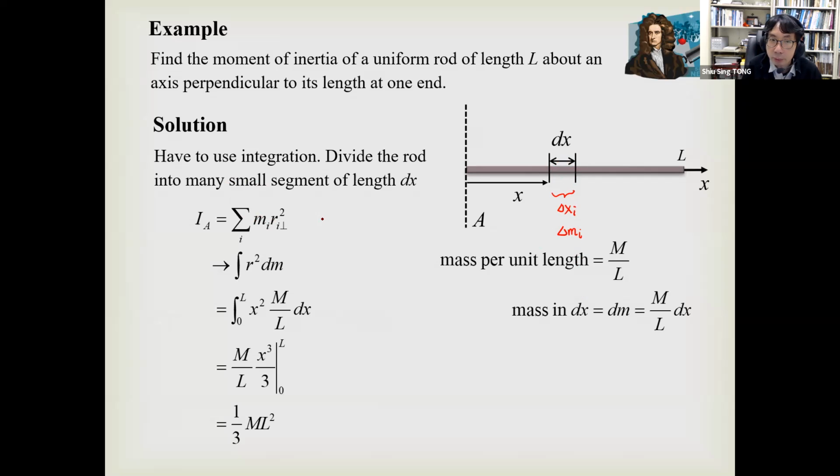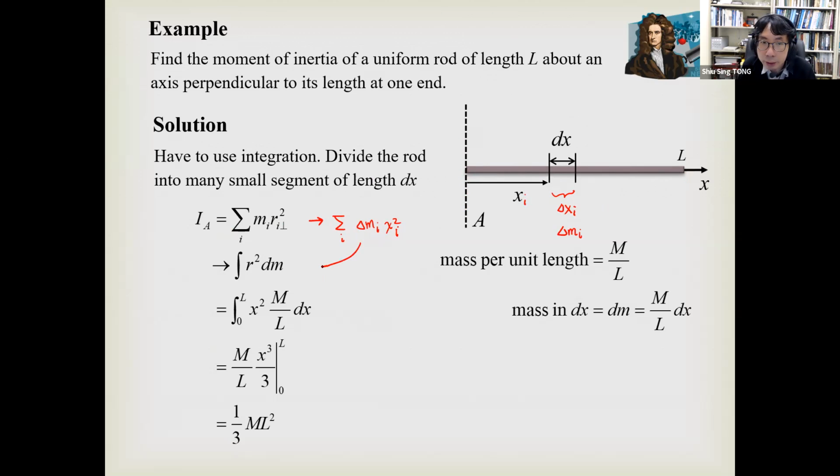So what would this formula be? This formula will go to summation i. Now I have these pieces delta mi, and this piece is at a distance xi from the axis, right? So now I have xi squared. So I form a summation of all the pieces from this end to the other end, and that gives me the moment of inertia.